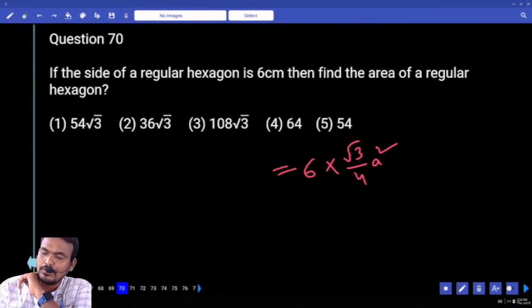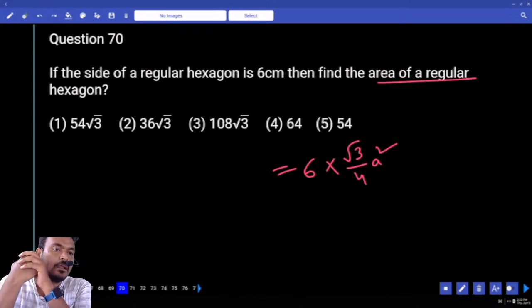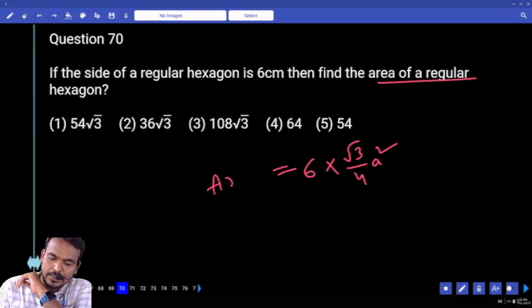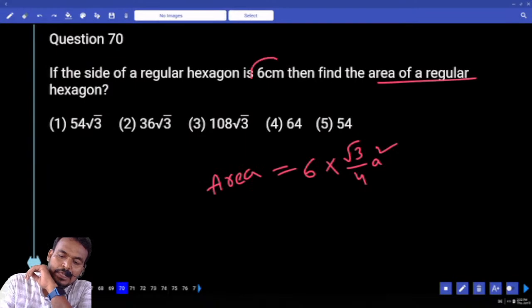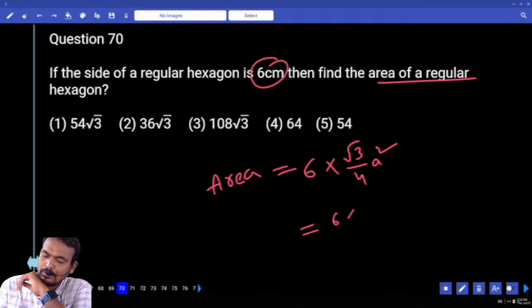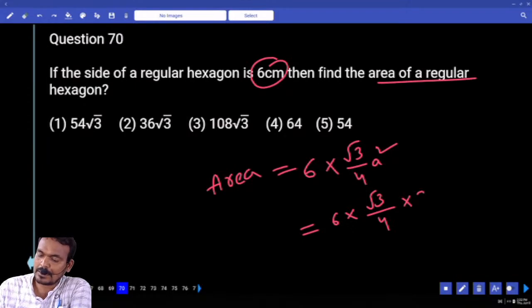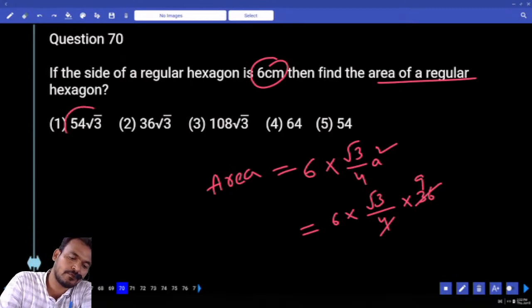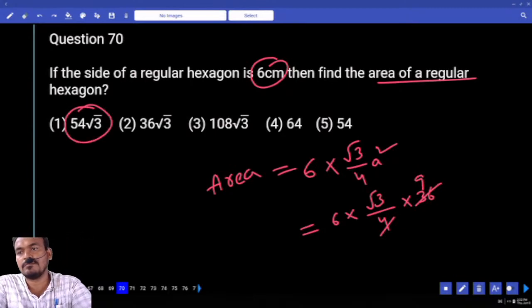That is equal to the area of a regular hexagon. And what is the side value given? 6. Then we write 6 into root 3 by 4 into a square. What is a square? 36 or not? 4 how many times? 9 times or not? 6 into 9, 54. That is 54 root 3 or not?